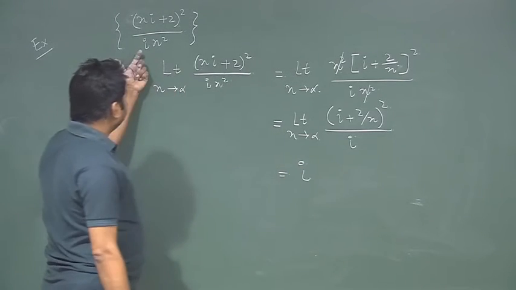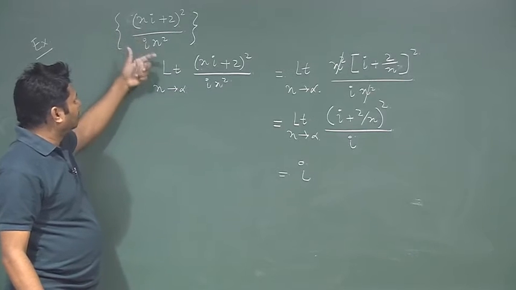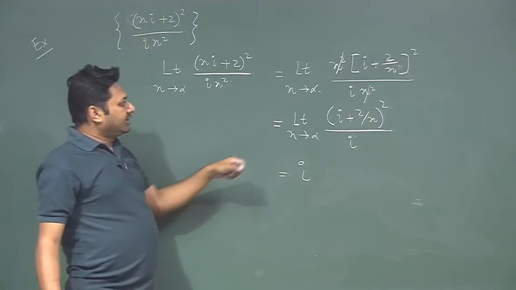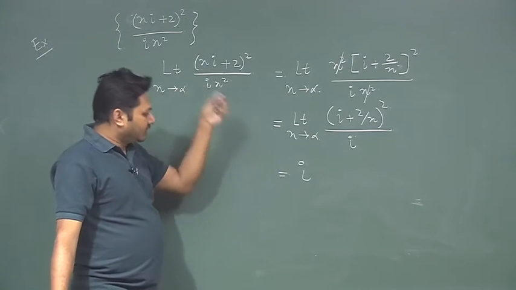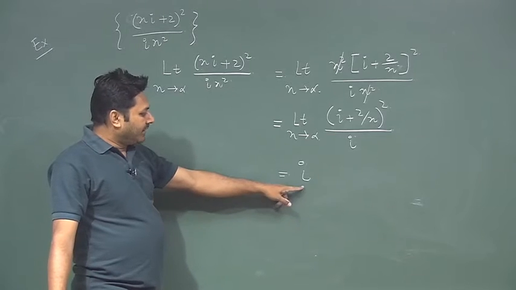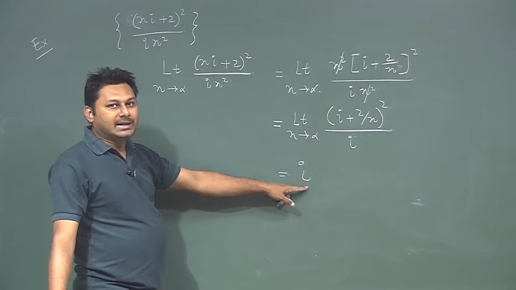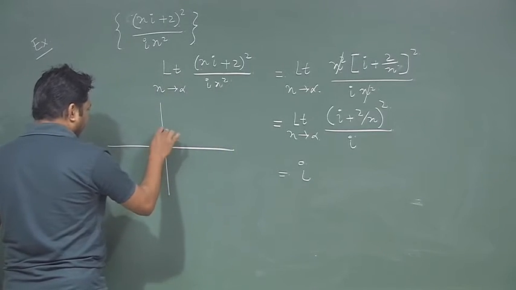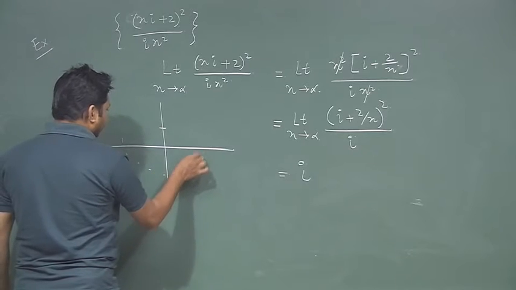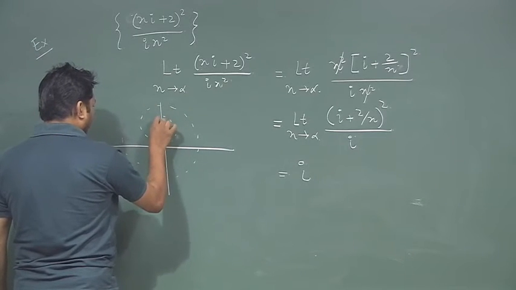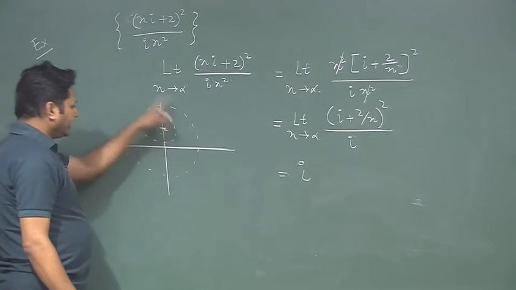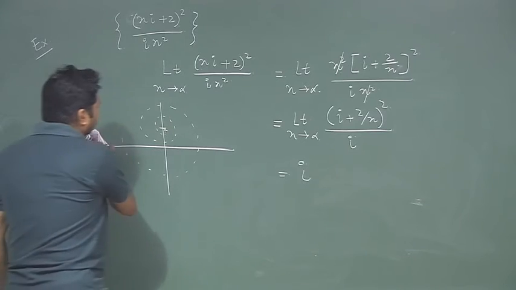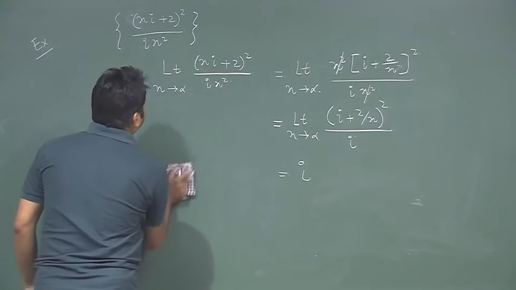So, that means if you try to put 1, 2, 3 or other values of n, you will find that in the previous case, whatever the sequence was, it was going to the value 0. Here we find it is going to the value i. So, if this is my point, i is here, and the points will gradually go to this point i. So, it is converging to that particular point, which we call the converging point. In this case it is i.